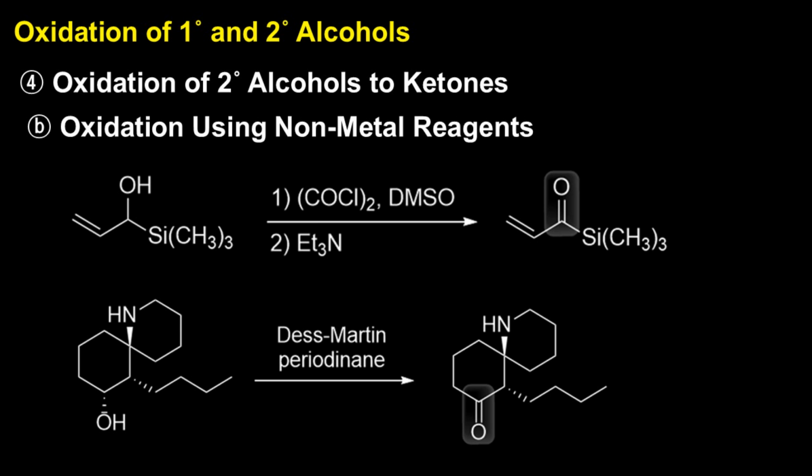Finally, let's wrap up with non-metal oxidants, like Swern and Dess-Martin. These are great when you want a clean oxidation without dealing with metal waste. Swern uses DMSO and oxalyl chloride, while Dess-Martin uses an iodine-based reagent. Both give clean ketones under mild conditions, and they're gentle enough for functionalized molecules too. So whether you go with something strong or mild, metal-based or not, you've got a full set of tools for oxidizing alcohols. And that flexibility is exactly why this reaction is so powerful in synthesis.